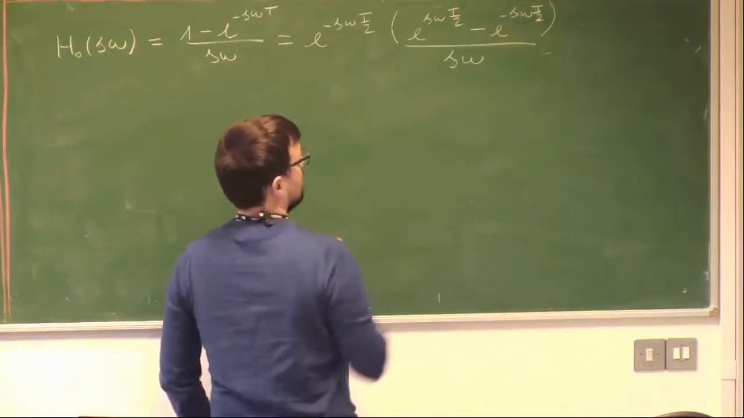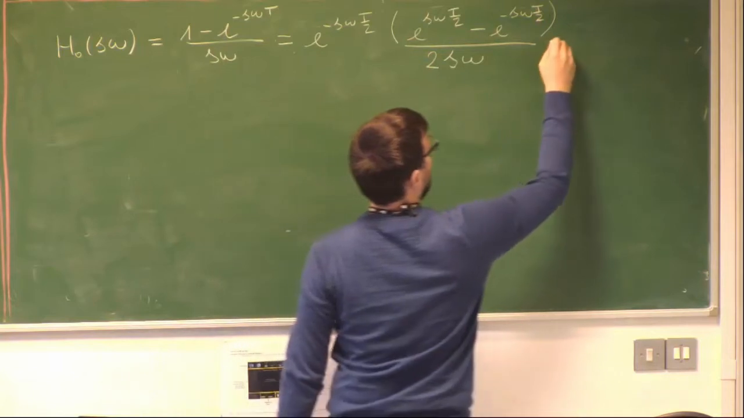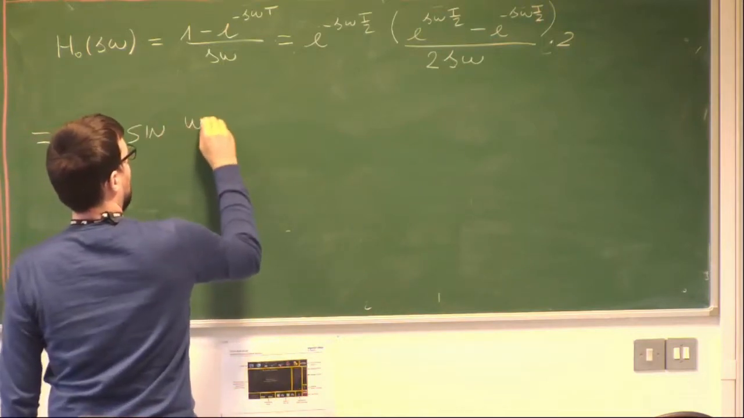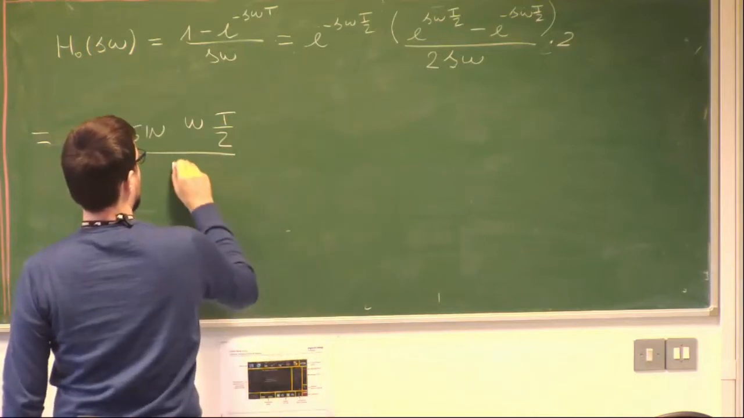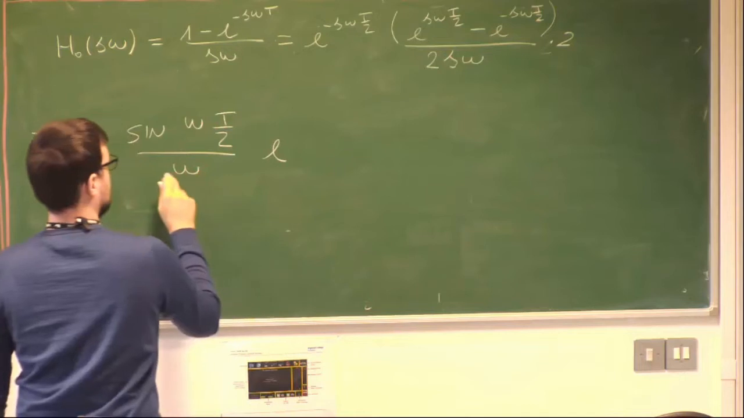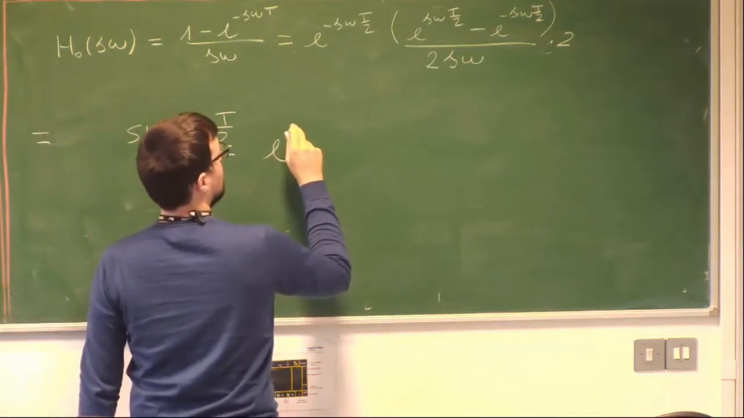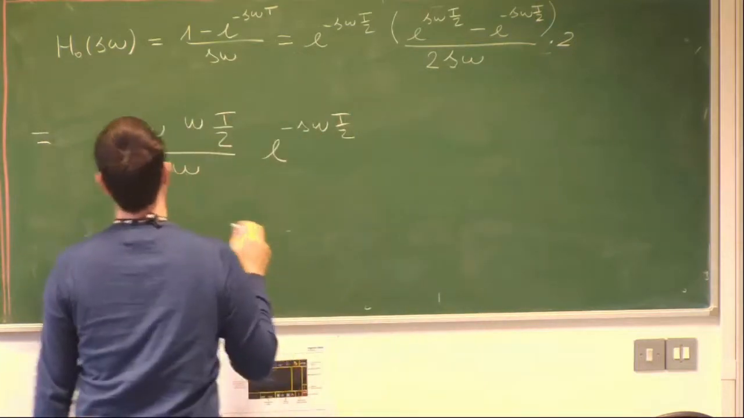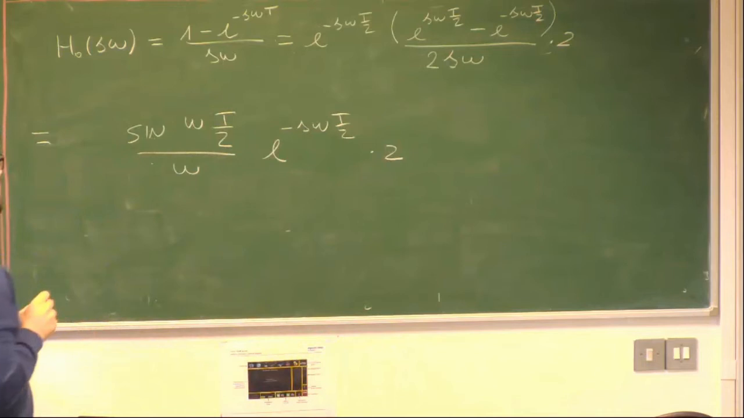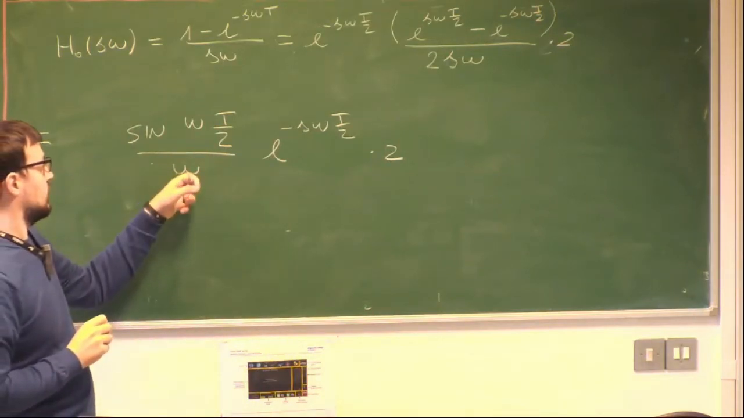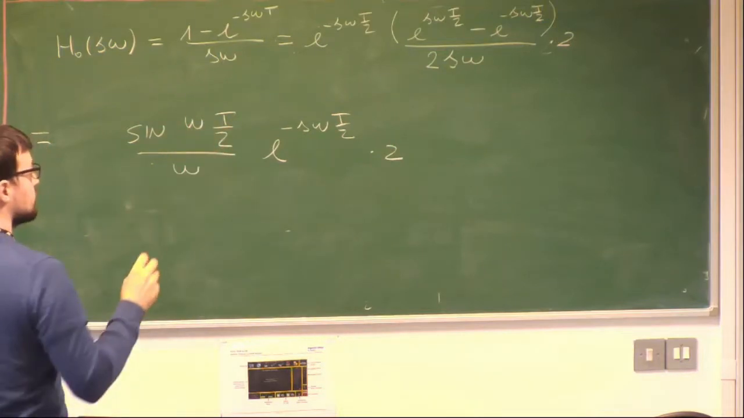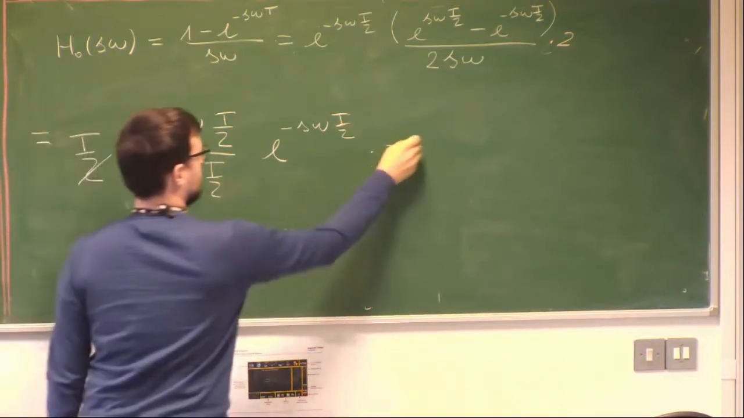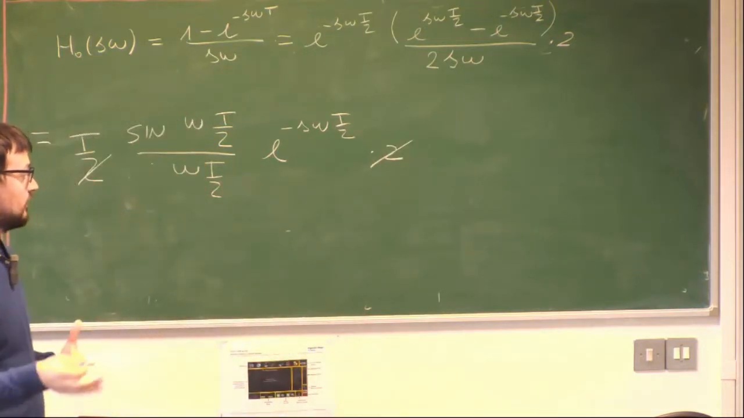Now we recognize that this is almost a sine, so we have to divide by 2 and multiply by 2 over here. Okay? So this can be written as sine of omega T over 2 divided by omega, and then here we have e to the minus j omega T over 2, and then we have times 2 over there. Now I would like to write the same argument that appears here. So let's put a T over 2 over here and a T over 2 over here. This simplifies with this, and so what we obtain is the expression that we have on the slide.